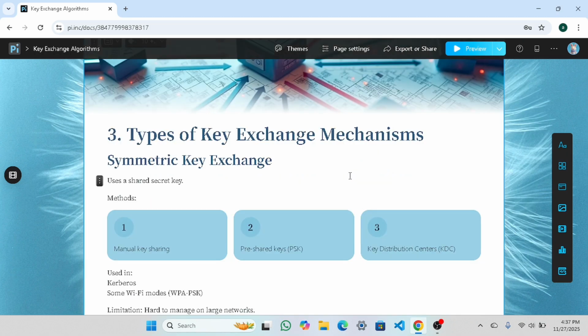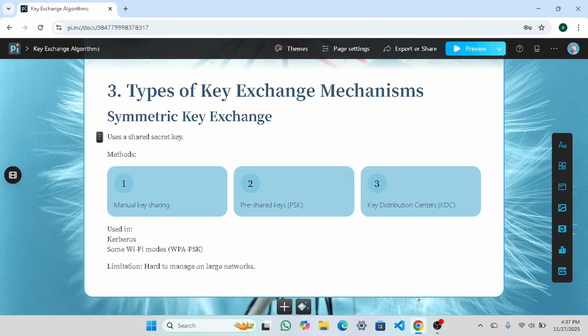Now, types of key exchange mechanisms. The first type is symmetric key exchange, which uses a shared secret key and is simple. There are three methods: manual key sharing, pre-shared key (PSK), and key distribution centers (KDC). These are used in Kerberos and some Wi-Fi modes like WPA-PSK. The limitation is that it is hard to manage on a large network.